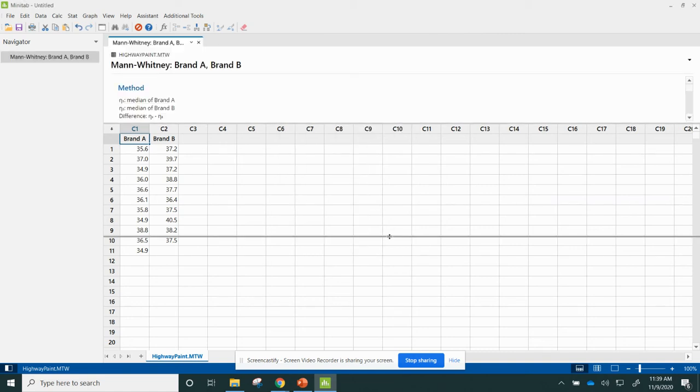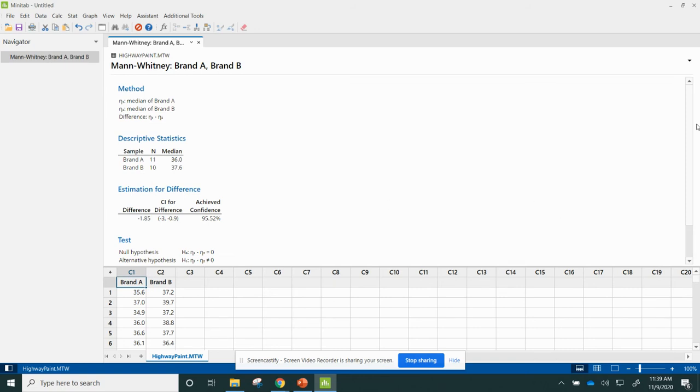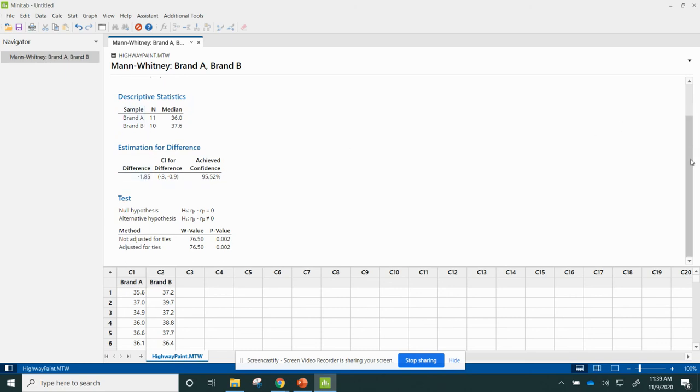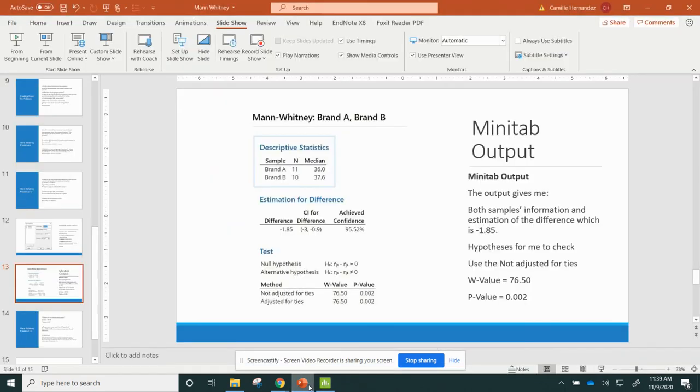If I push this down, you can see that I have my descriptive statistics for brand A. I have a sample size of 11 with a median life of 36. With brand B, I have 10 and a median life of 37.6. This is the difference between brand A and brand B. And if I keep going down here, I've got the null, and then I've got the W value, which is your Mann Whitney, 76.5, and then your p-value. All right, so let's go back to the PowerPoint.